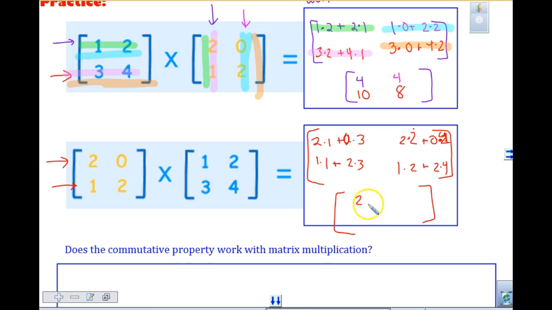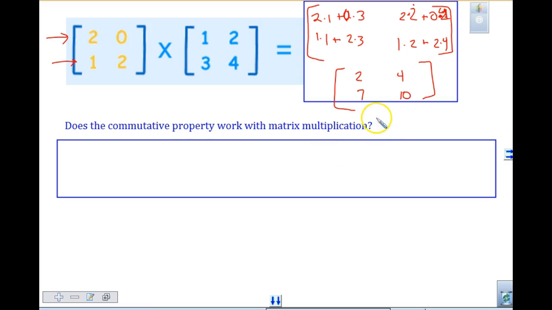So the question is, are they commutative? Is matrix multiplication, do I get the same answer? Like when I take 7 times 4, that's the same as 4 times 7. That's commutative property. Is matrix multiplication commutative?